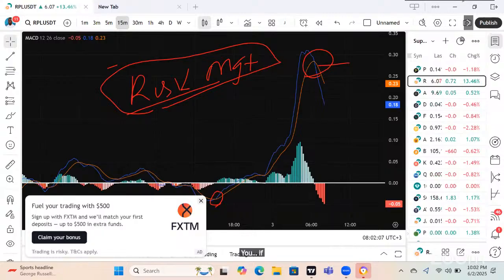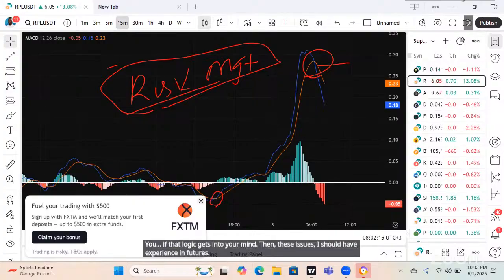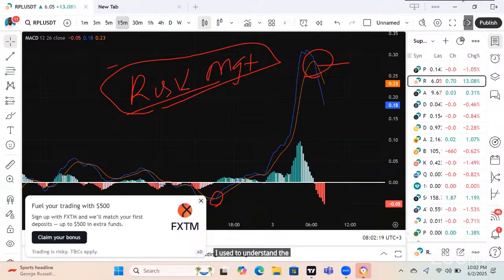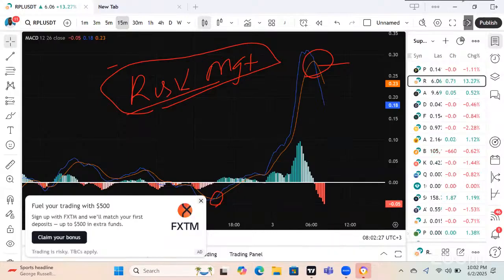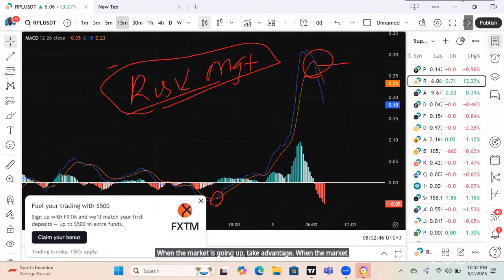If that logic gets into your mind, then these issues, I should have experience in futures, I should understand futures, it doesn't work. There is no special understanding you need to trade futures. But it is important for you to take advantage of market direction. When the market's going up, take advantage. When the market's going down, take advantage.